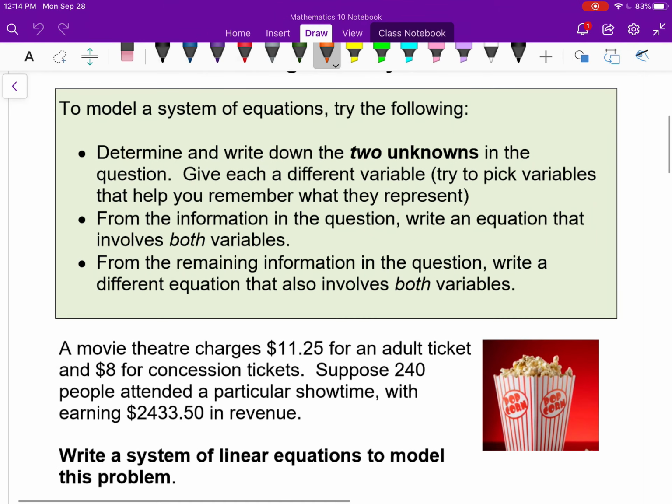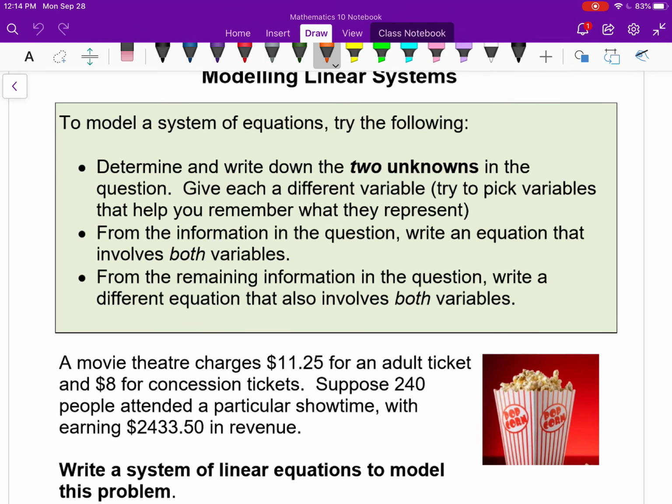So first, what I have here are some strategies to model a system of equations. Try the following, and I'll model these steps for you. First, always determine and write down, even if it's obvious to you, what the two unknowns are in the question, because these two unknowns will be related by two different variables. And while you could always call one variable x and one y, I would in general pick letters for your variables that relate to what they represent. So if one is time, pick t. If one is cost, pick c, in general.